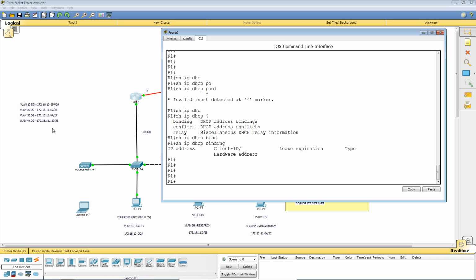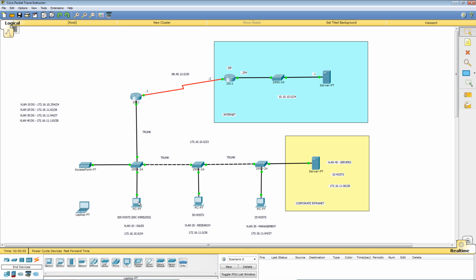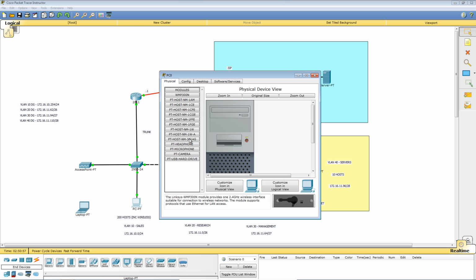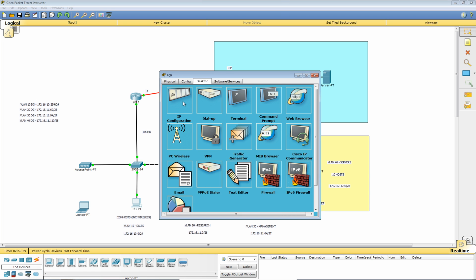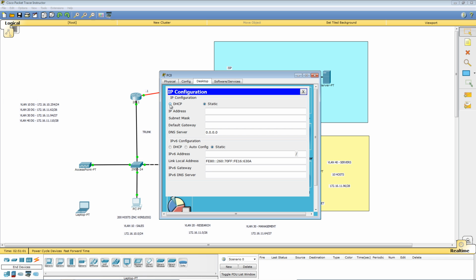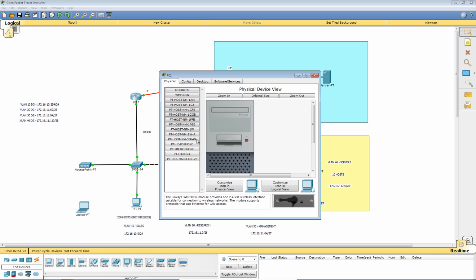Right, let's see if this is working. It should be. Next thing to do, we'll go into one of the PCs, go to desktop, go to IP configuration, and tell it to use DHCP. And cross our fingers. And look at that, 172.16.10.1. It's handed out the first IP address in the sales VLAN. It's handed out the correct default gateway, and it's handed out the correct DNS server. Superb. Right, let's try the next one.